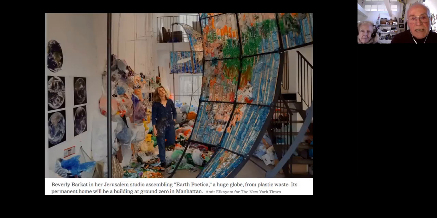So here she is in the process of building the sculpture, which is called Earth Poetica. It's a huge globe, which is going to be, I don't know whether it's there now or it will be, at Ground Zero in Manhattan. Really world-class artwork going on. And these are all composed of resins that embed trash, which she has found and found beauty in. Next.